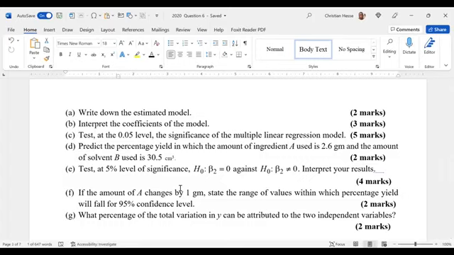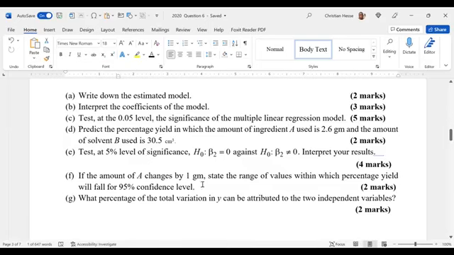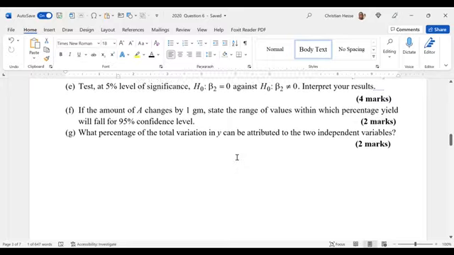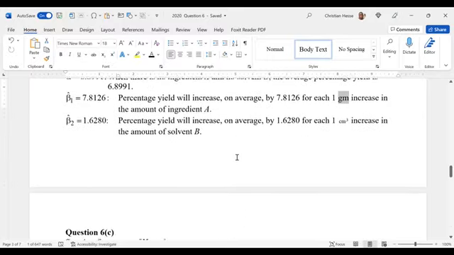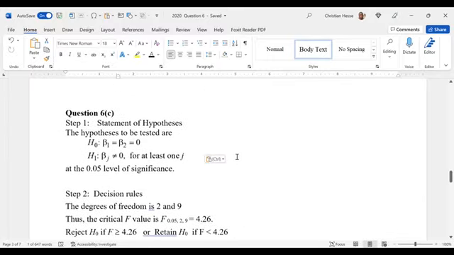Test at the 0.05 level the significance of the multiple linear regression model. Good. So we are going to test the overall significance of the multiple linear regression model. That is part C, and that alone is 5 marks. So we are going to test the model.